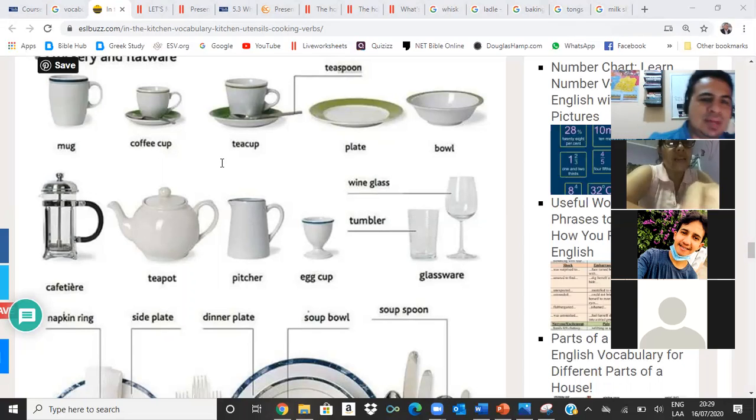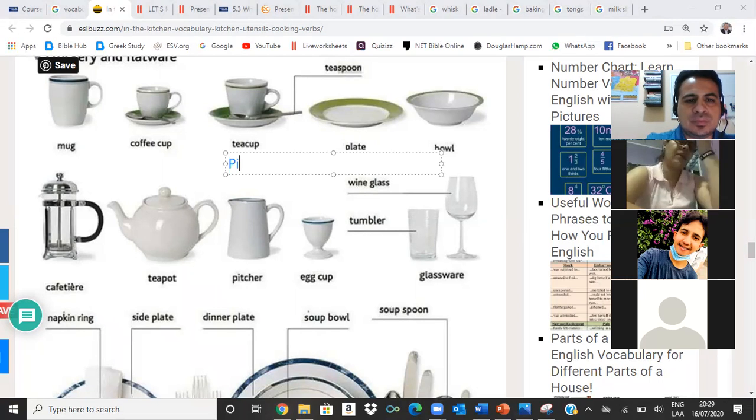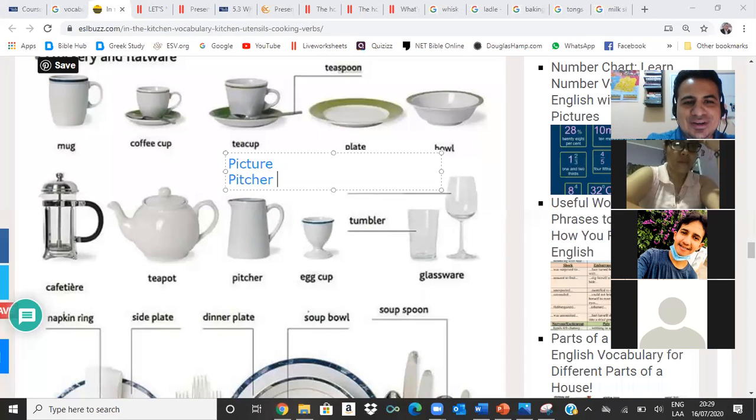Okay, so what is the difference between? El huevo, ¿cómo sería? Egg cup. Now, hay una palabra que suena igual. Picture. Foto. Repeat. Picture. ¿Cuál es la diferencia? Okay, so pronunciation. This one, pick. Let me see. Algo así. Picture. What about this one? Pitcher. Pit. And then say chair.